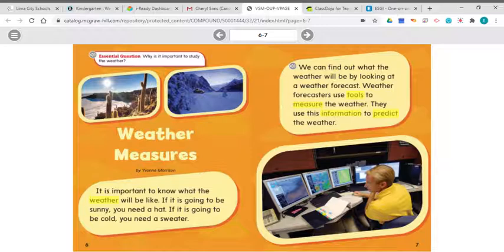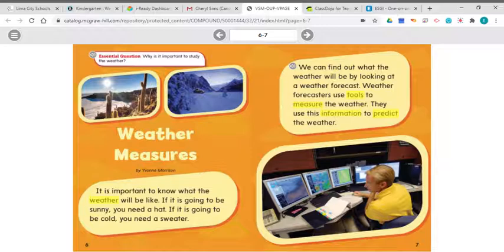Scientists who study weather patterns are called meteorologists. Can you say meteorologist? Now, I know that you have heard a weather forecast, whether it was on the radio or TV, and those people who try to predict the weather are called meteorologists.